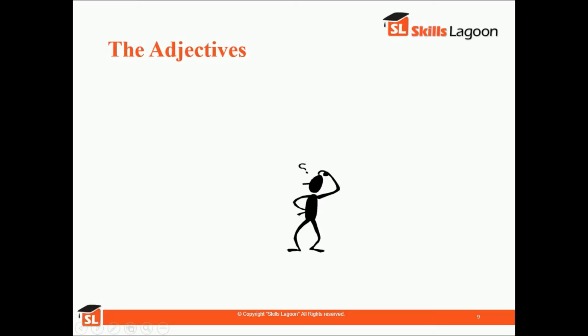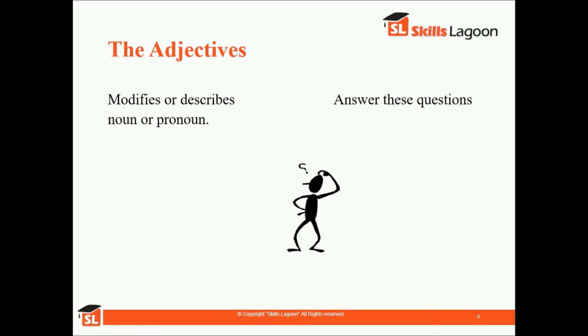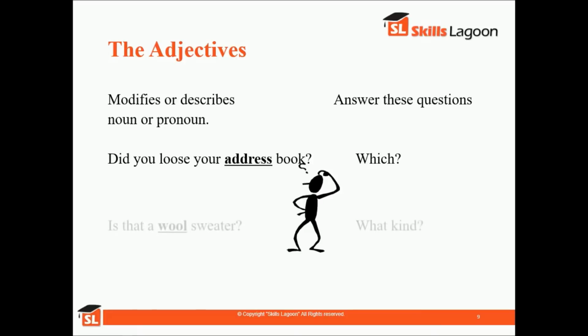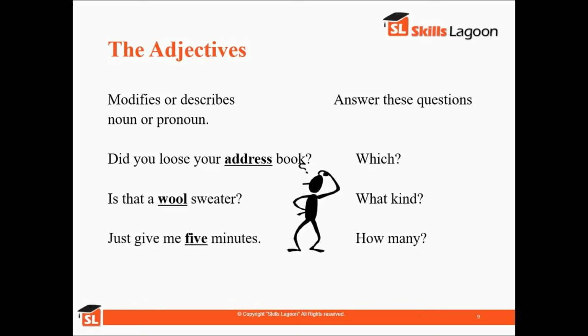Next type of parts of speech is the adjective. Adjectives are words which modify or describe a noun or pronoun. For example, did you lose your address book? Which book? That is an adjective, because this is a particular book, address book. Is that a wool sweater? What kind of sweater is this? So wool is changing the meaning of sweater. Just give me 5 minutes. How many minutes? These are 5 minutes.